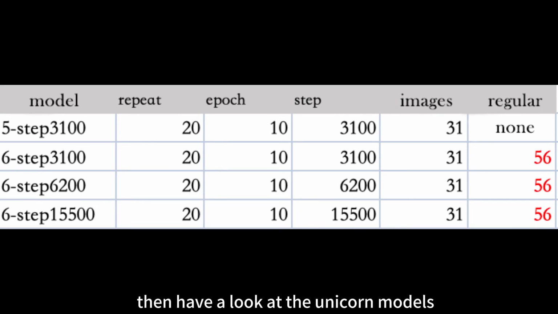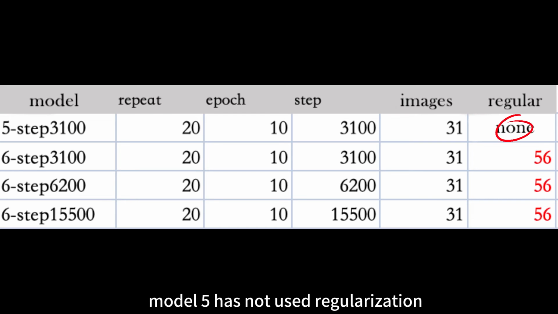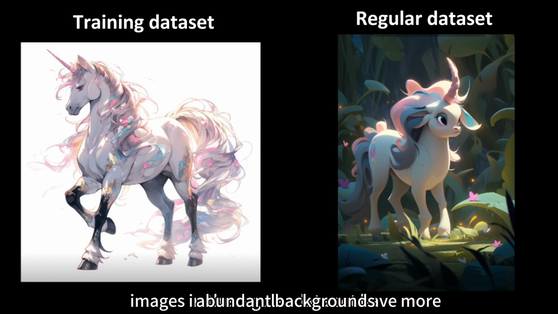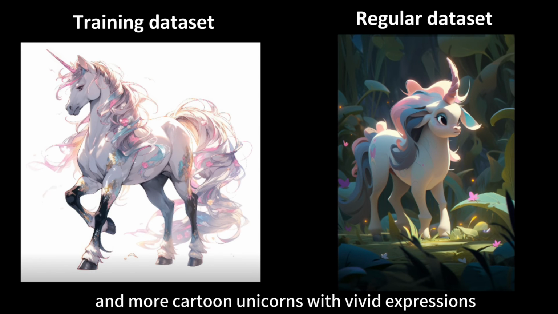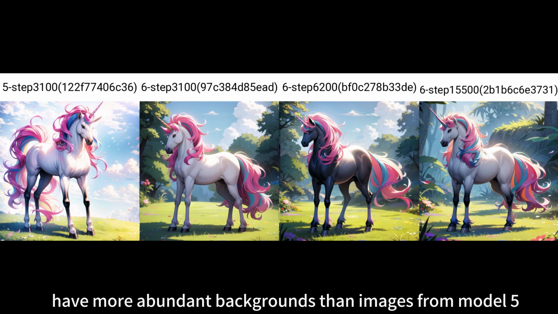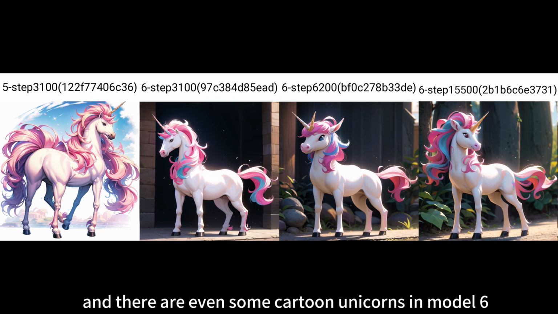Then, have a look at the unicorn models. Model 5 has not used regularization, while Model 6 has used. The two datasets have a huge difference. Images in the regular dataset have more abundant backgrounds and more cartoon unicorns with vivid expressions. As to the training results, images from Model 6 have more abundant backgrounds than images from Model 5, and there are even some cartoon unicorns in Model 6.